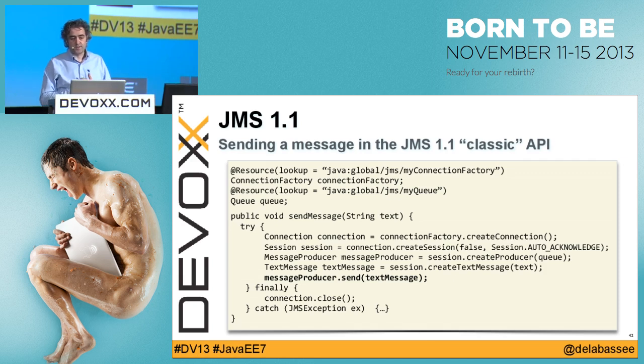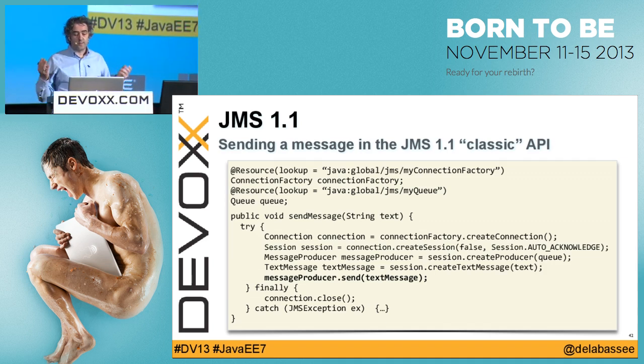So from the session, you need a message producer. Now you want to send a string, but you have to convert that string into a text message type. And finally, you can actually send your text message. So that's basically the bold line where all the action happens. But still, you have to write all this code before.